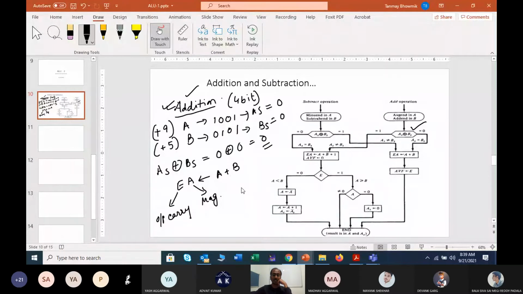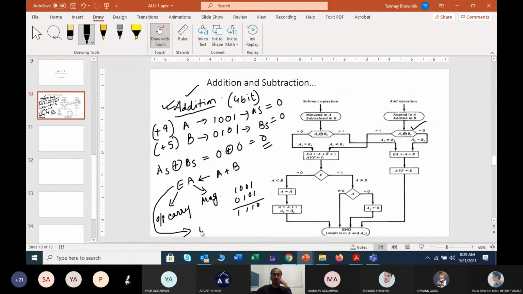So now perform this addition. You are being given 1001 and 0101. So what should be the result? It is 0, it is 1, it is 1, it is 1. So this will be your result. If you now follow this step simply, your E will contain 0 because the addition is 4-bit and no carry has been generated. Your E will be containing a 0 and A will be containing this number.